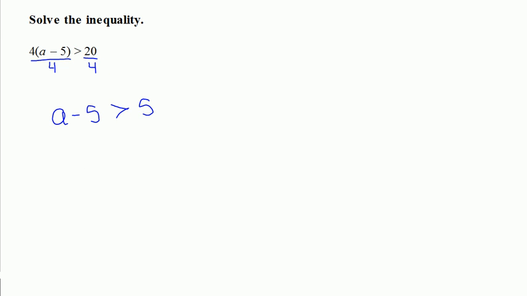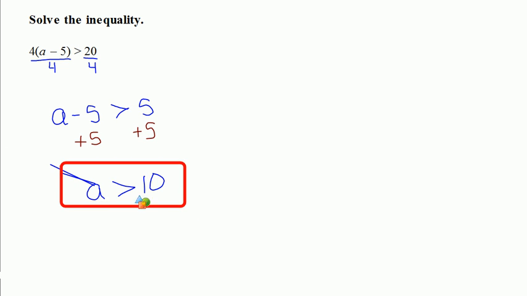Now I'm just going to go ahead and solve for a by adding 5 to both sides. And the result here is a is greater than 5 plus 5 is 10. That should do it for this problem. That's our final answer. Oops, I thought I grabbed this tool. Final answer, a is greater than 10. Again, not quite clean, but you get my gist.